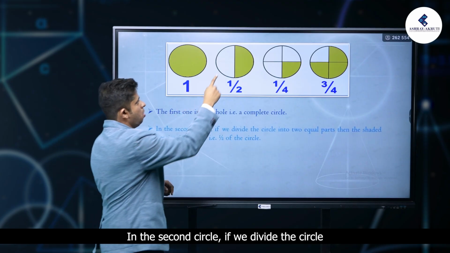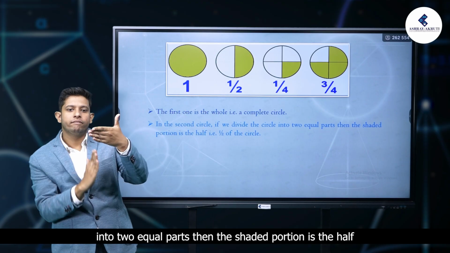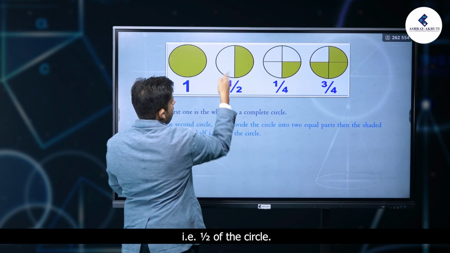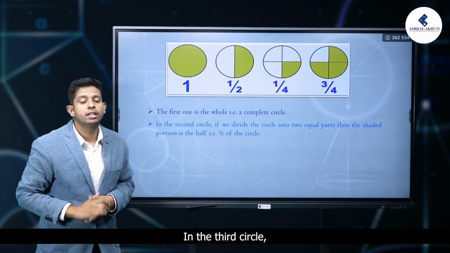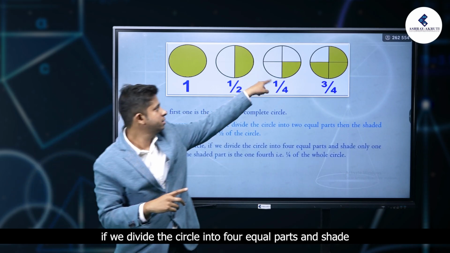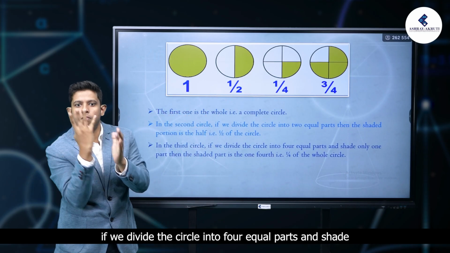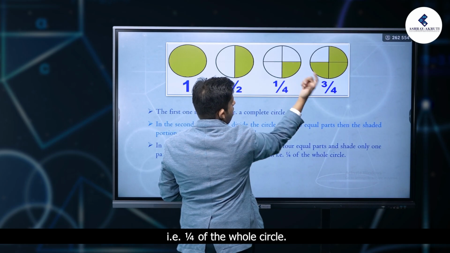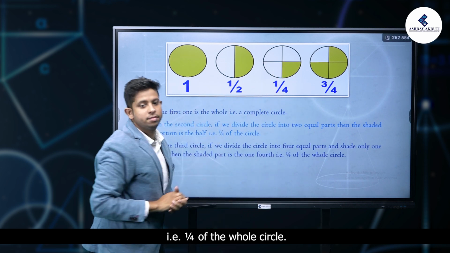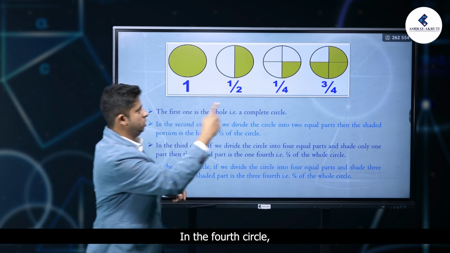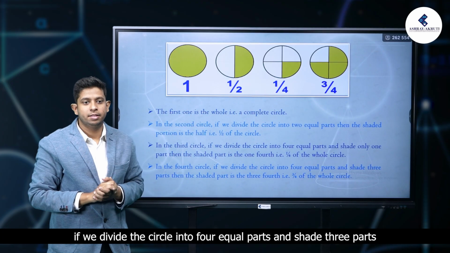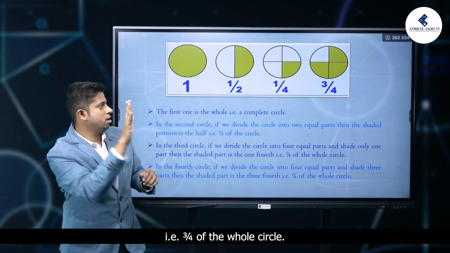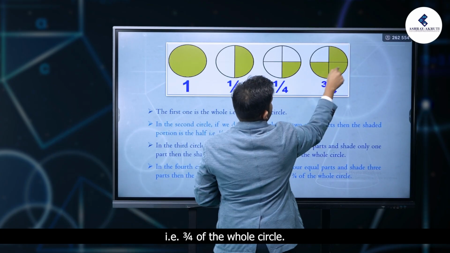In the second circle, if you divide the circle into 2 equal parts, then the shaded portion is the half, that is 1/2 of the circle. In the third circle, if you divide the circle into 4 equal parts and shade only one part, then the shaded part is 1/4 of the whole circle. In the fourth circle, if we divide the circle into 4 equal parts and shade 3 parts, then the shaded part is 3/4 of the whole circle.